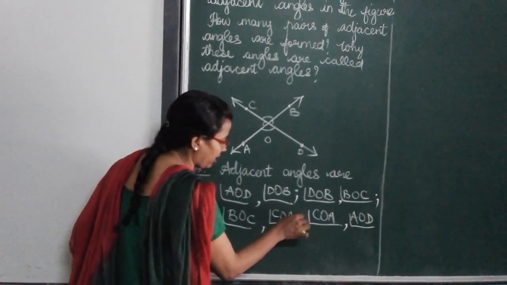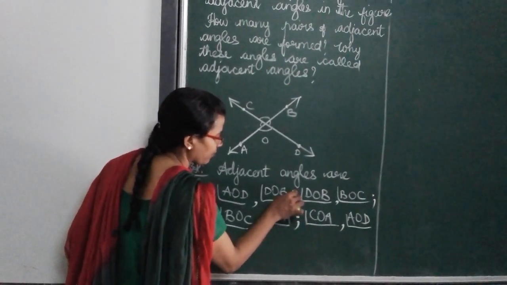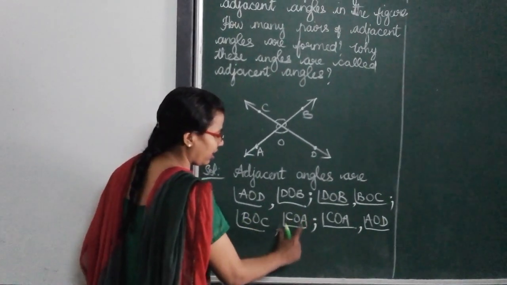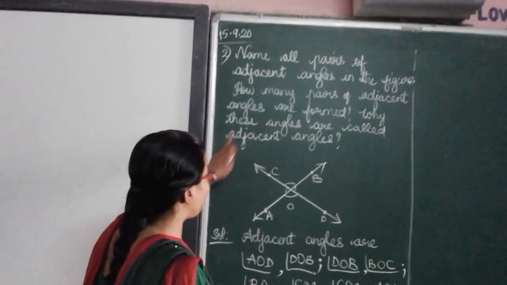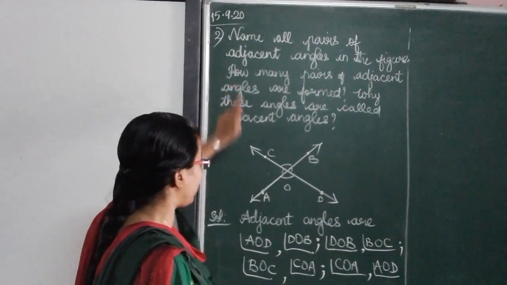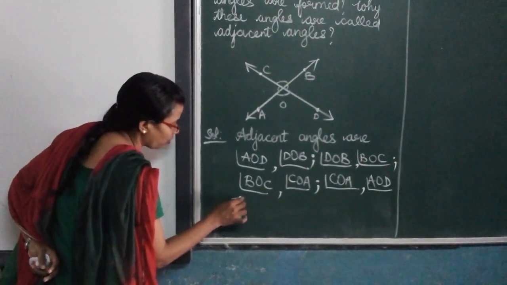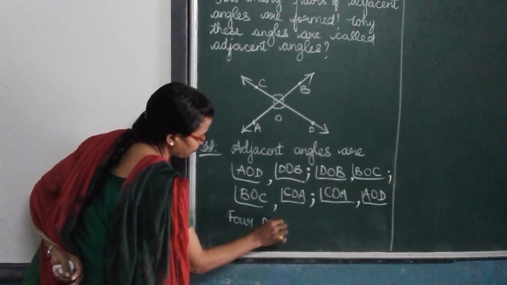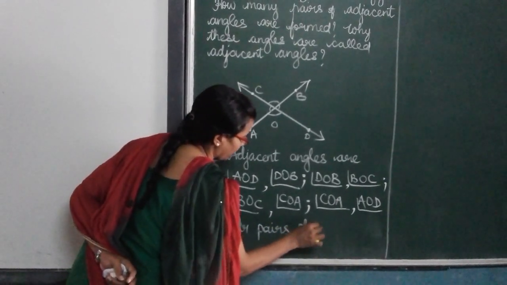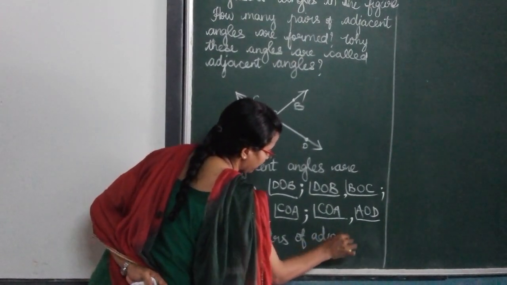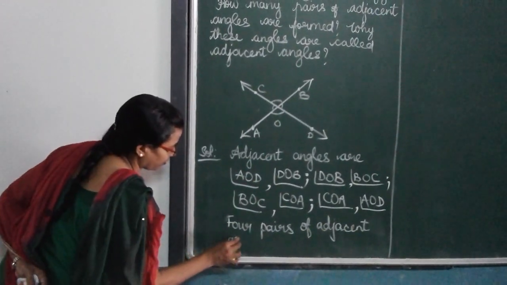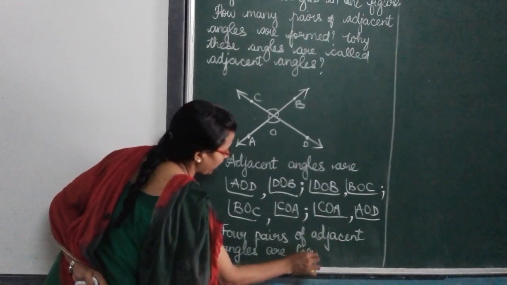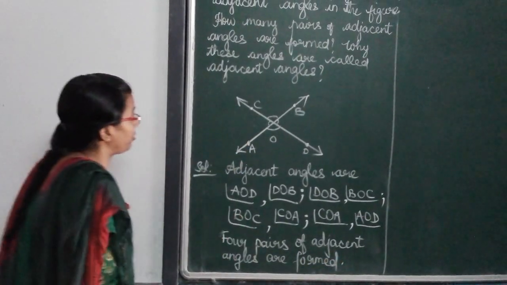This is a semicolon where you keep a dot and then a comma. This is a comma showing that these two are there, but this is one angle and this is another angle. This is the way you have to write. How many pairs of adjacent angles are formed? So 4 pairs of adjacent angles are formed.